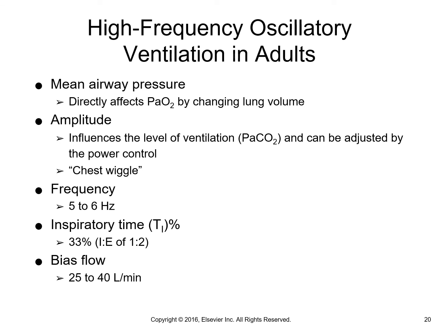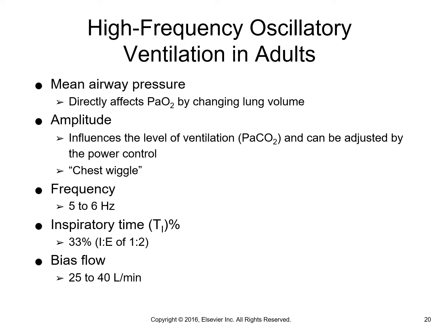The mean airway pressure, which the book sometimes calls maximum airway pressure, directly affects the PaO2 by changing the lung volume. The amplitude is what you need to set, and we're going to go into these a little more in the upcoming slides. It influences the level of ventilation. Your amplitude is also your power, and that's adjusted by the power control. What you're looking for to adjust that is chest wiggle. It's called the chest wiggle factor. It's a true thing.